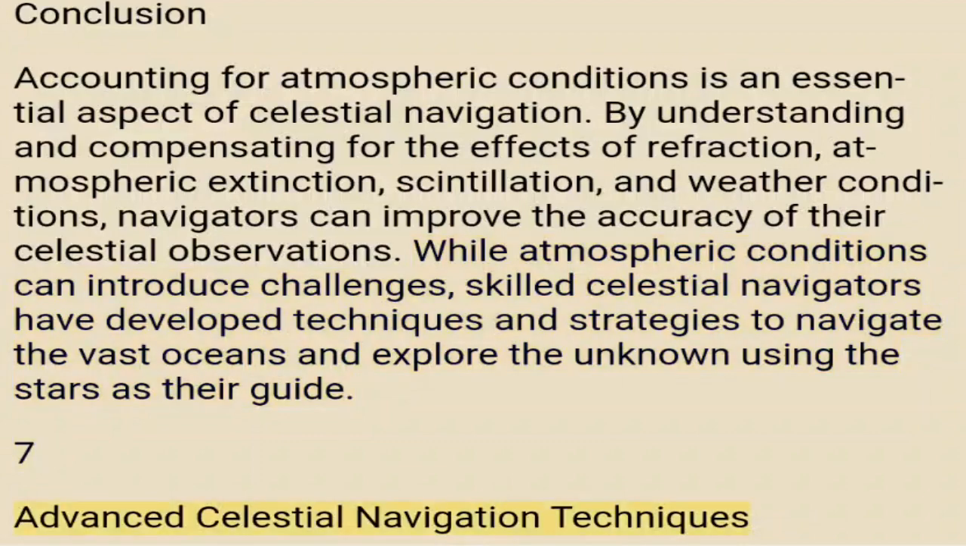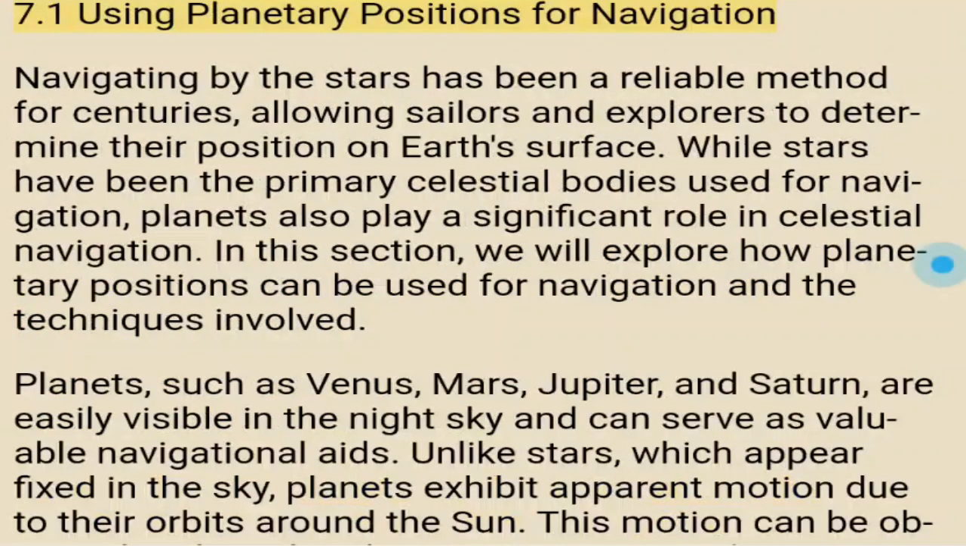7. Advanced celestial navigation techniques. 7.1 Using planetary positions for navigation. Navigating by the stars has been a reliable method for centuries, allowing sailors and explorers to determine their position on Earth's surface. While stars have been the primary celestial bodies used for navigation, planets also play a significant role in celestial navigation. In this section, we will explore how planetary positions can be used for navigation and the techniques involved.